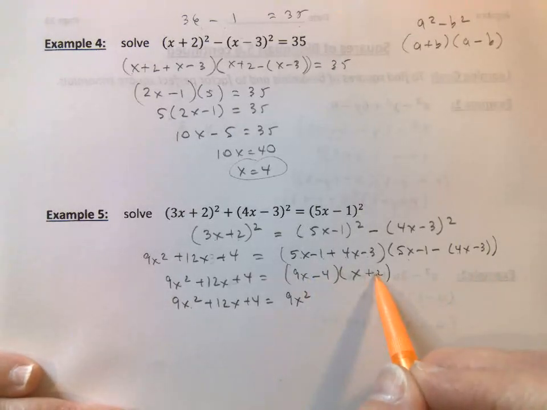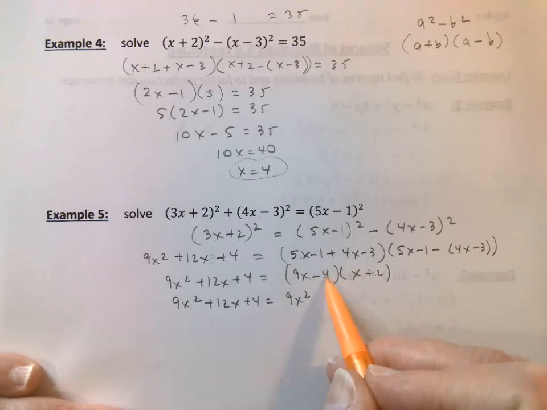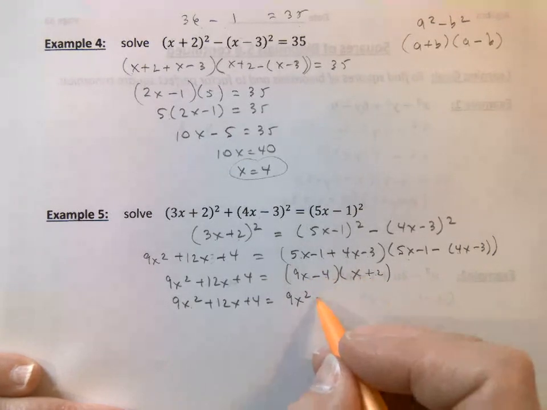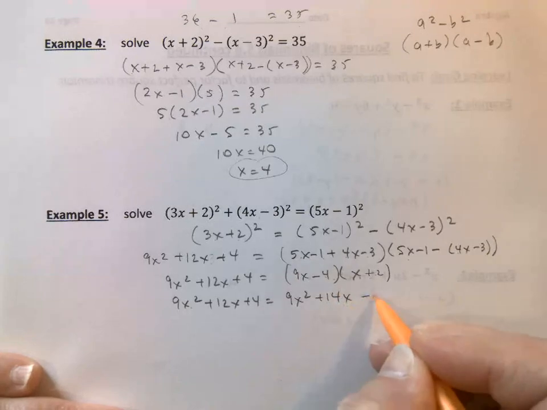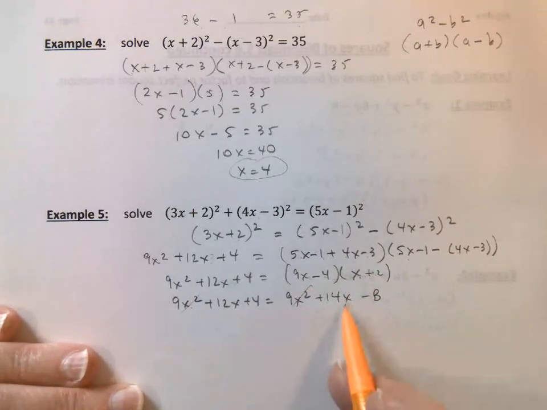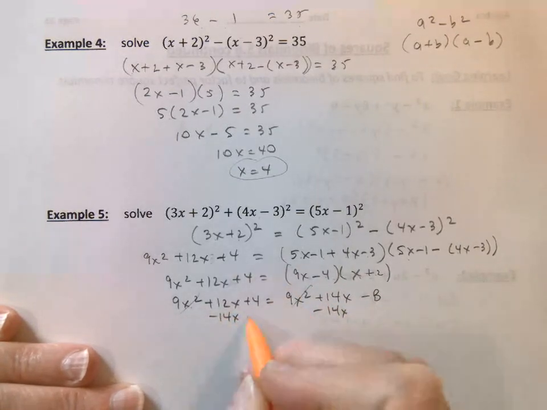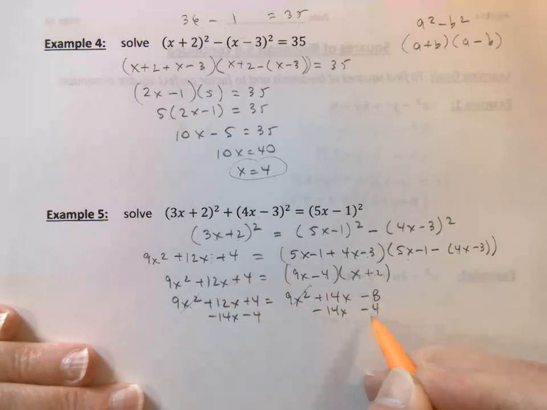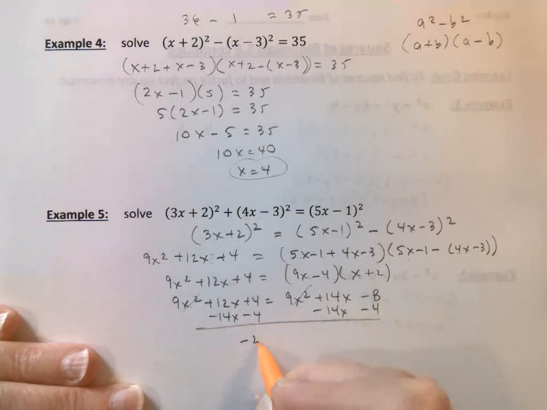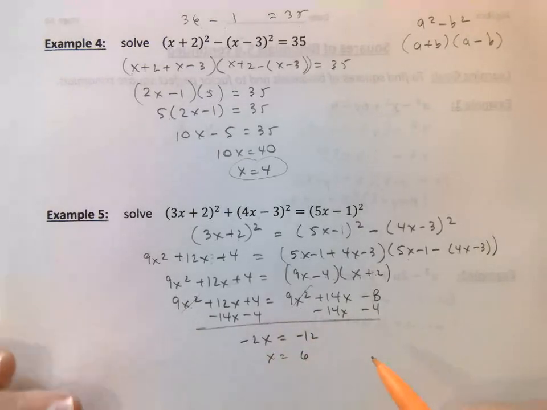2 times 9 is 18. So this would be 18x minus 4x is going to be 14x minus 8. So these cancel out. And I'm going to go ahead and subtract 14x on each side. I'm going to subtract 4 on each side. And I get negative 2x is equal to negative 12. So x is equal to 6.